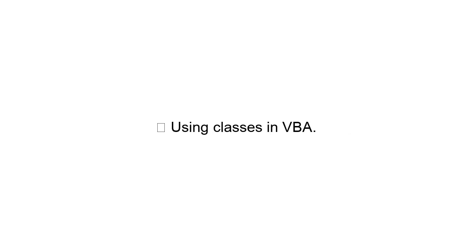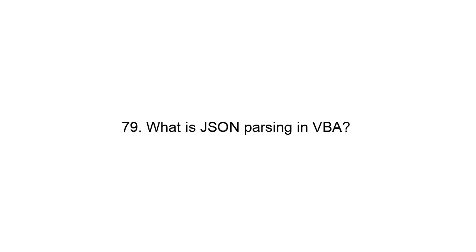75. What is object-oriented VBA? Using classes in VBA. 76. What is encapsulation in VBA? Hiding internal logic. 77. What are API calls in VBA? Calling external web services. 78. Example API use: pulling data into Excel. 79. What is JSON parsing in VBA? Reading API responses. 80. What is error logging? Storing errors in a file or log sheet.